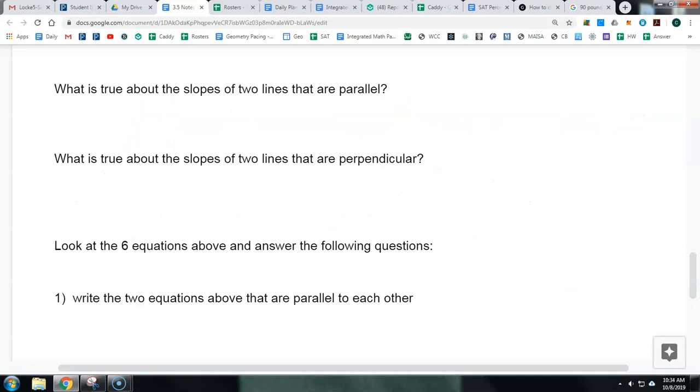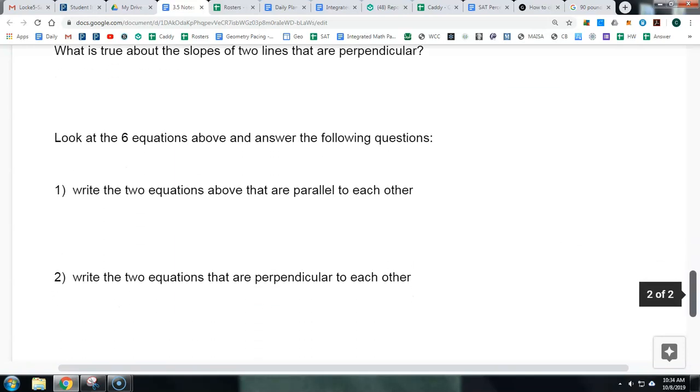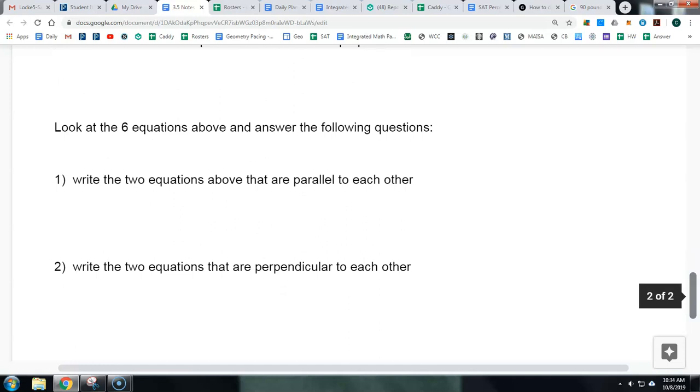All right, look at the 6 equations above to answer the following questions. So we're trying to find 2 equations that are parallel to each other and 2 equations that are perpendicular to each other.